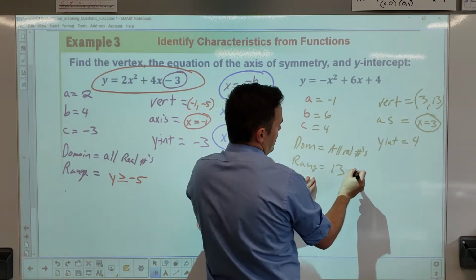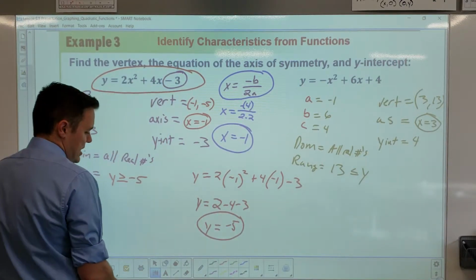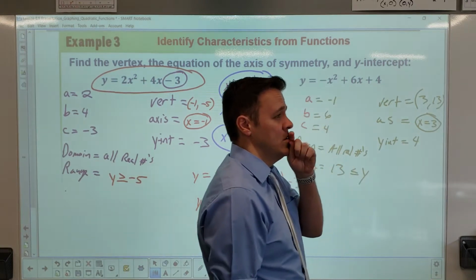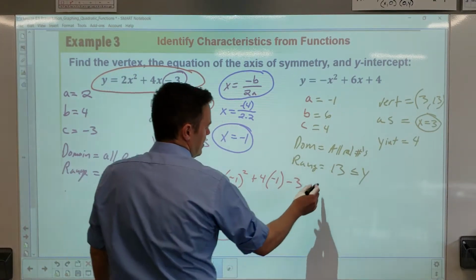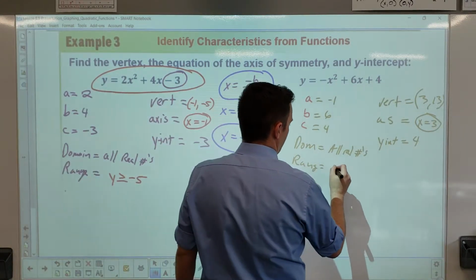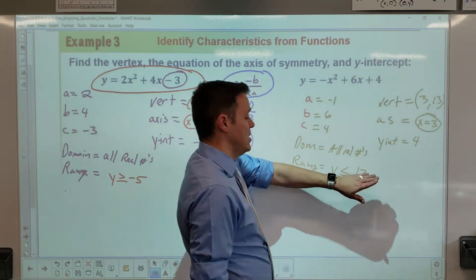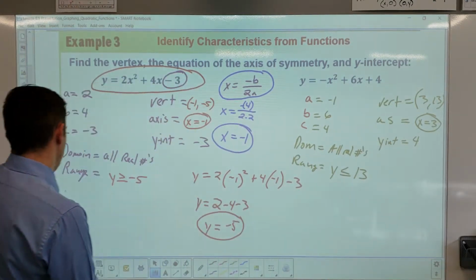This is negative, so it's going to be y as my greatest value. 13 is going to be the thing. So what you want to do, did I write that right? Nope, I wrote that wrong. Hold on. Real quick, I don't think I wrote that right. So it's going to be y is less than or equal to 13. So every value of y is less than 13. Right? So there's your answer to this.